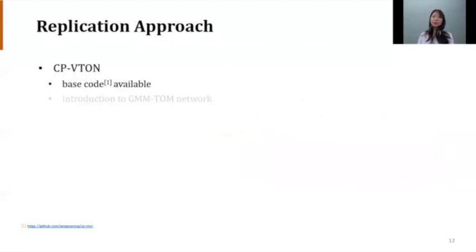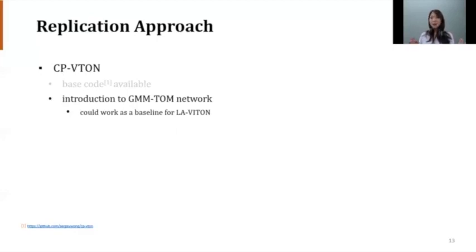So for our replication, we chose the CP-VITON paper. The reasons are, first, we have a base code, but it's actually not an official one, and it also has a lot of problems, which are different from the original paper, so we need to work on running the code itself. Second is that CP-VITON introduced the GMM-TOM approach, which is widely used in virtual try-on networks. So as our future approach, we could also use it as a baseline.